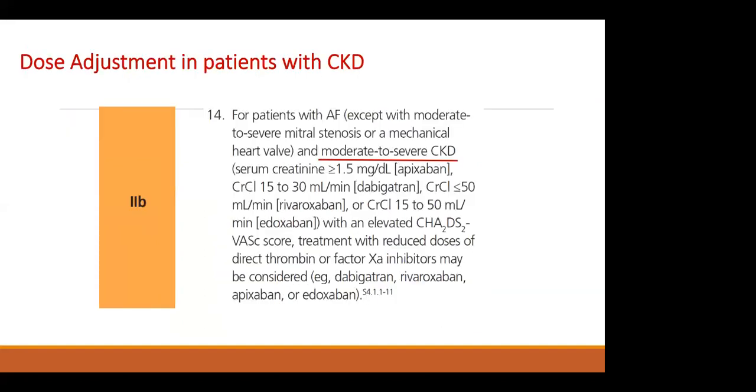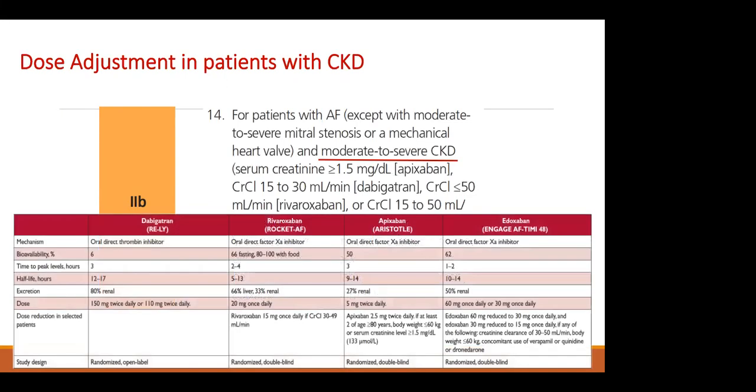In patients with moderate to severe chronic kidney disease, you can give one of the new oral anticoagulants, but with a reduced dose. For example, with rivaroxaban, if the creatinine clearance is between 50 and 30, you can give the 15 milligram dose instead of the recommended 20 milligram dose. And with edoxaban also, if the creatinine clearance is between 50 and 15, you can give the 30 milligram dose instead of the 60 milligram.